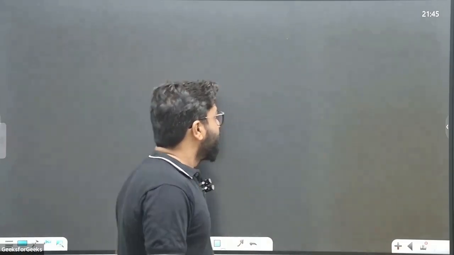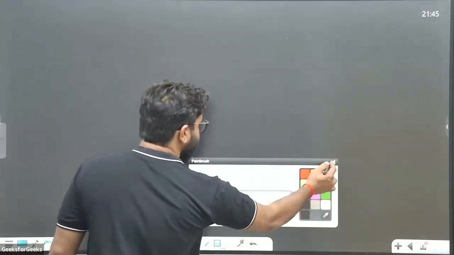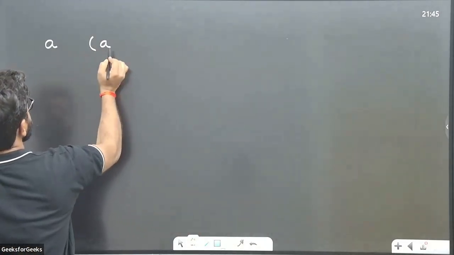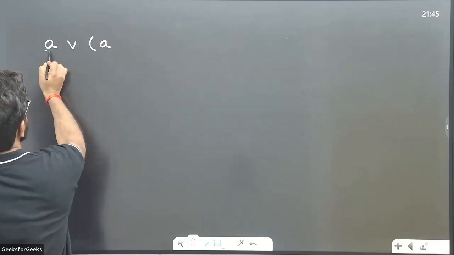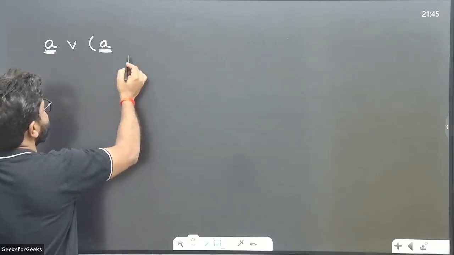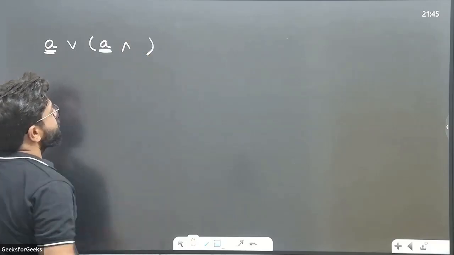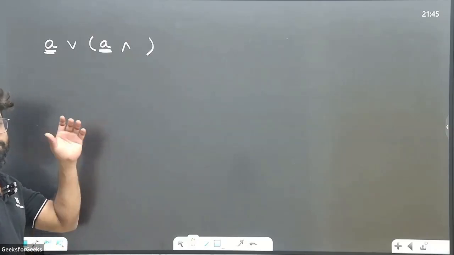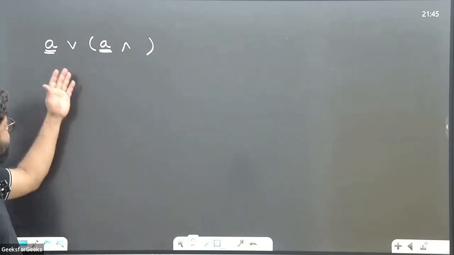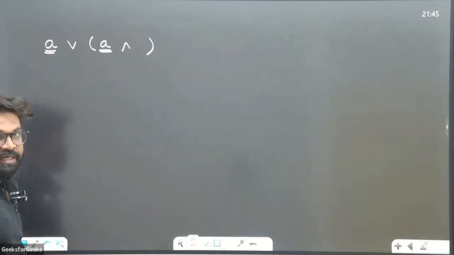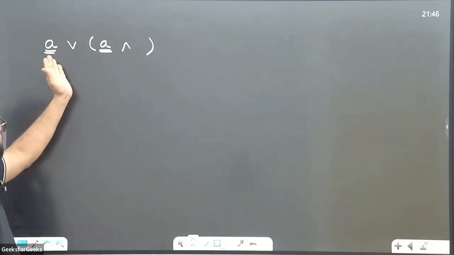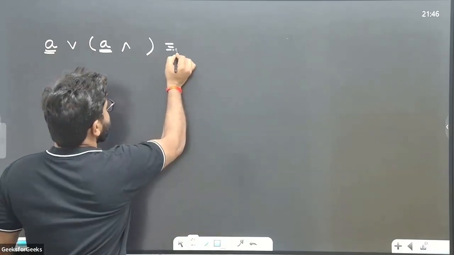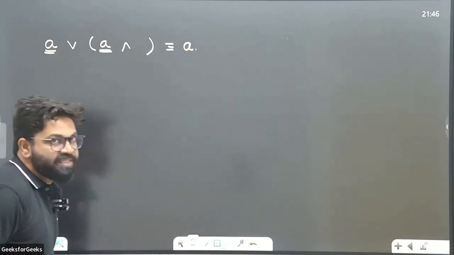So let's discuss many things related to the absorption law. For example, here I can say A is here and A is here. Whatever has been written outside has been written inside, and the operators are different. See, it does not depend on B. That is why it is called the absorption law, because A is absorbing everything. So here A or (A and B), then what will you get? The answer you will get is basically A.